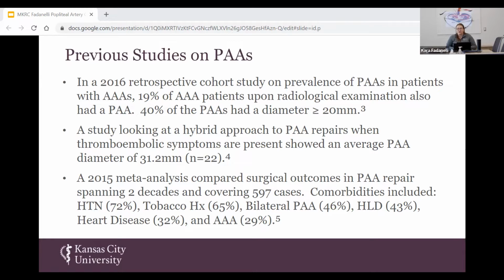Another study looked at the hybrid approach to a PAA repair, specifically when thromboembolic symptoms were present. And their data showed that the average popliteal aneurysm diameter was 31.2 millimeters. In 2015, a meta-analysis that involved cases spanning 2 decades and 597 cases total looked at the surgical outcomes in PAA repair. However, with all of that data, they were also able to compile a list of comorbidities. So from frequent to least frequent, we have hypertension, tobacco history, bilaterality of the aneurysm, hyperlipidemia, heart disease, and AAA.